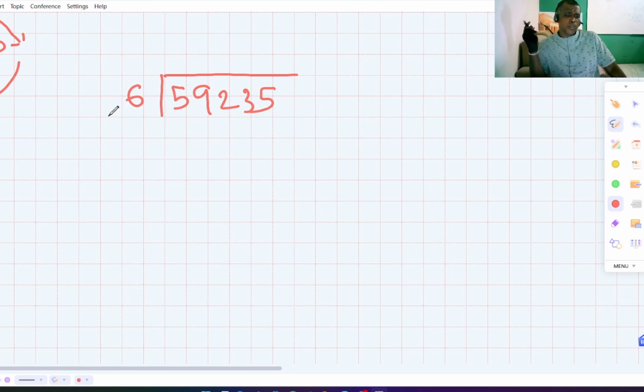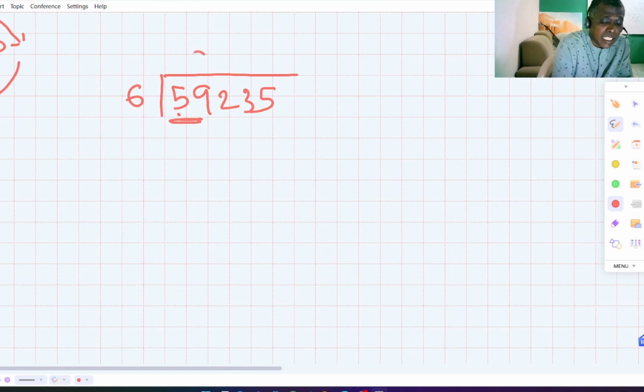First, is it possible to divide 5 by 6? No, it's not possible. So I want to go for the 59. 59 divided by 6. I know 6 times 10 is 60. That means 9 only is coming. 9 times 6 is 54. I am counting from 54 to 59: 54, 55, 56, 57, 58, 59. That means you are getting 5 as the balance. I am writing this 5 on top of the 9.